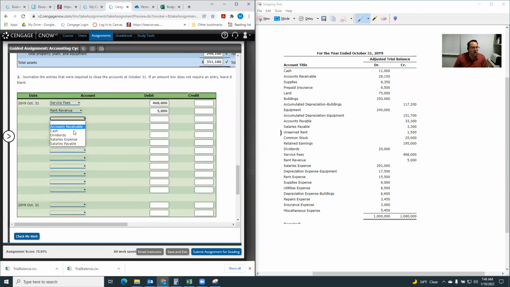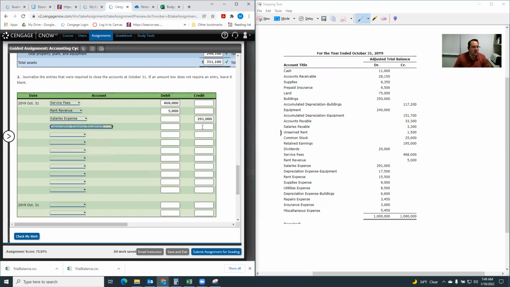So salaries expense, sorry, again, I had to pause it for just a second. And again, we're just going through the expenses that have debit balances and we're crediting. So depreciation expense on the equipment. Again, the reason we're doing this is to bring the balance to zero.